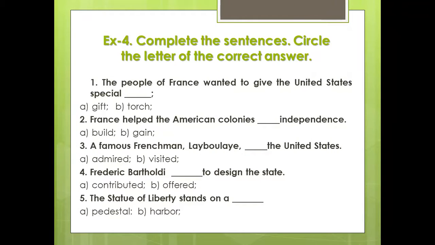Exercise number 4. Complete the sentence. Circle the letter of the correct answer.